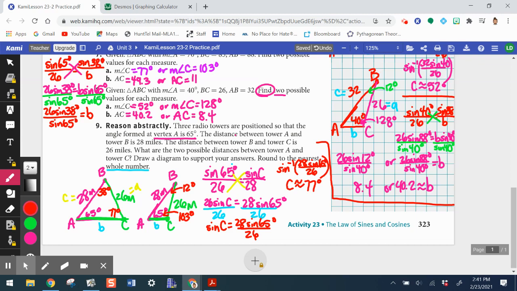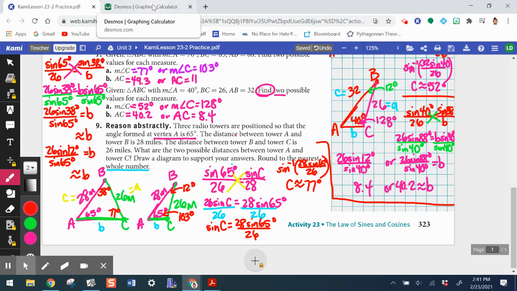Now remember, we actually have two options for the measure of angle B, which is 38 degrees in this equation. The other possibility is 12 degrees. So we're going to replace the second option for B with 12 degrees. So we're going to write b is equal to 26 times the sine, instead of 38 degrees, we'll insert our 12 degrees, over sine of 65 degrees. So we'll find the two different measures for lowercase b.